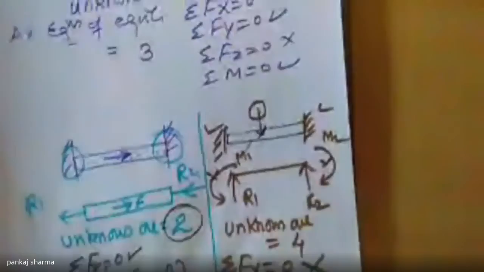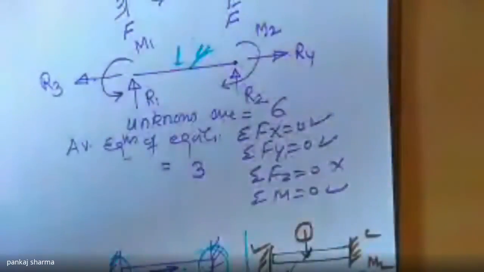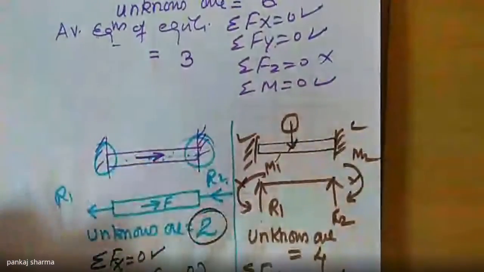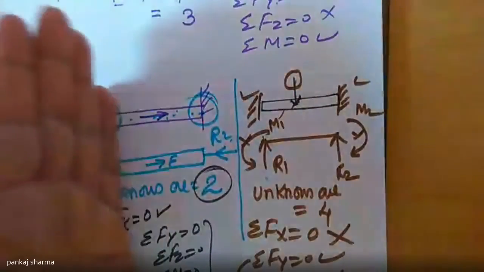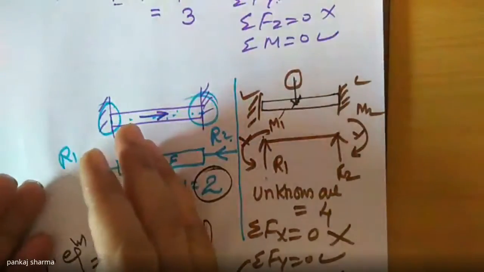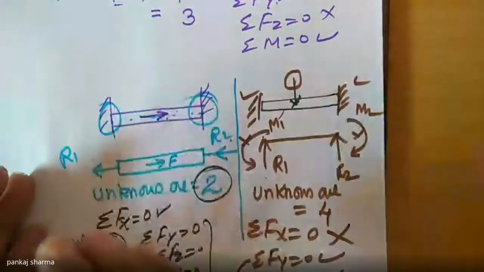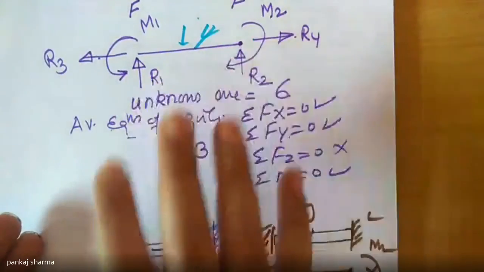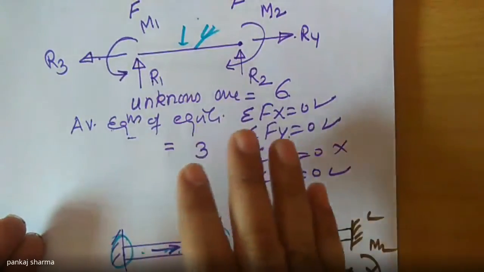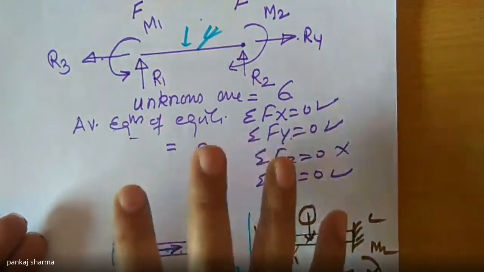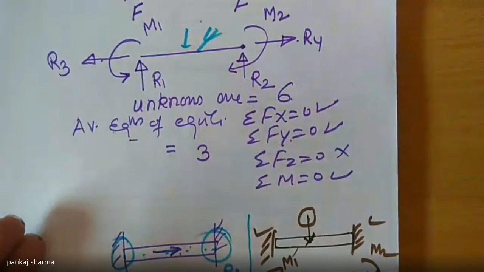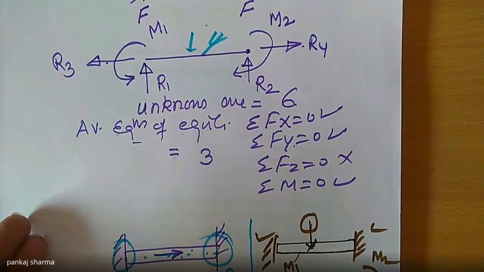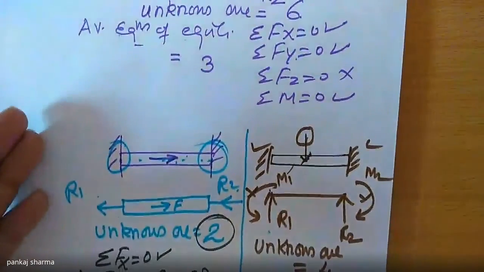So these are simple examples of a statically indeterminate structure. So I am stopping this lecture. In the next lecture we will explore more about the statically indeterminate structure along with the degree of static indeterminacy, along with physical examples of that. What is the physical difference between a statically determinate and a statically indeterminate structure? Thank you.